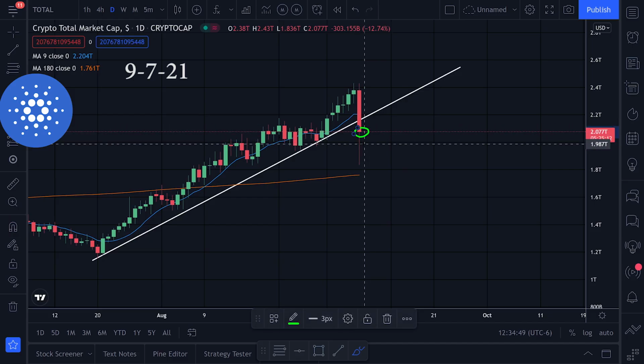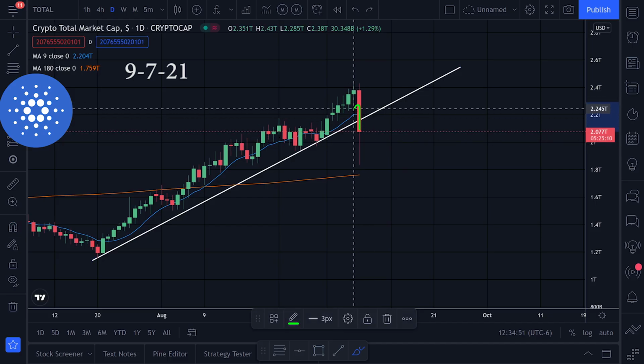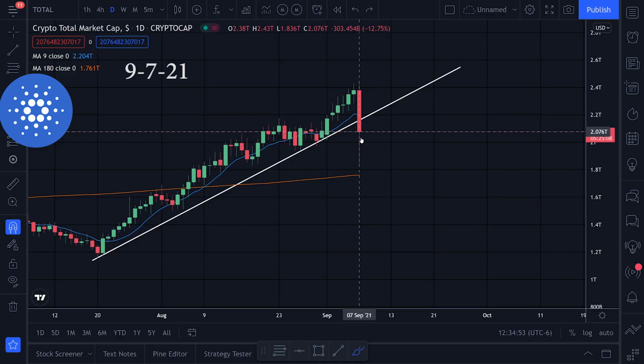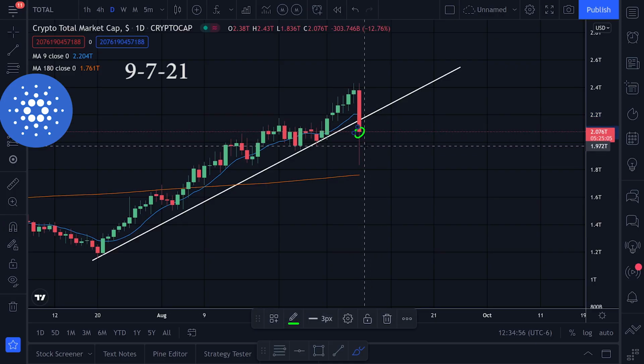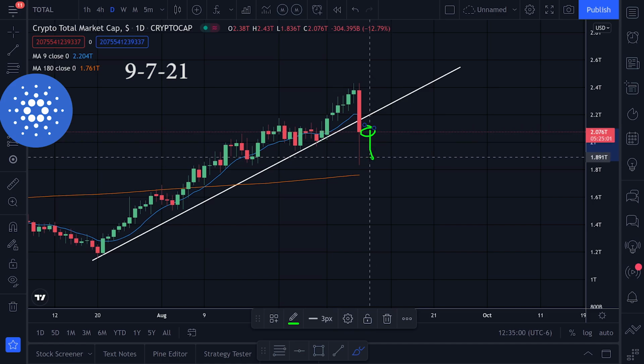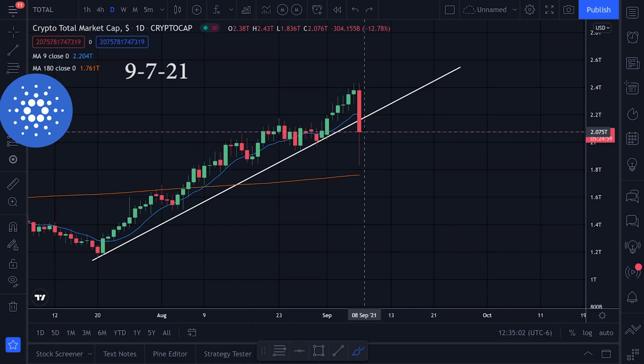Are we going to close below this? If we could break back above it, then that's already a good sign. But if we stay below it, that's not the greatest sign. Then tomorrow we're going to want to see if we get another red candle and where we close on that, if it's going to be red or if it's going to be green.